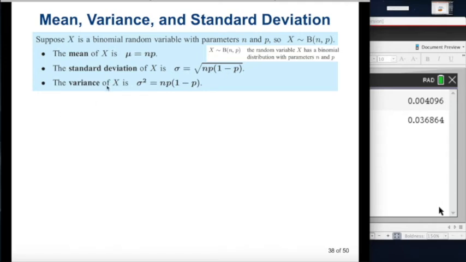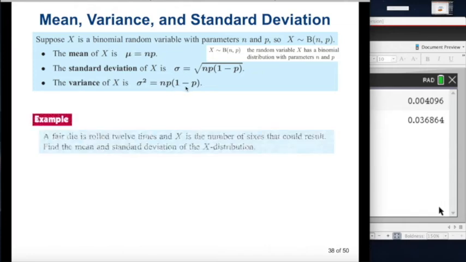And the variance of random variable X is, of course, the square of sigma, or the square of the standard deviation, which is equal to npq. So let's take a look at this example.